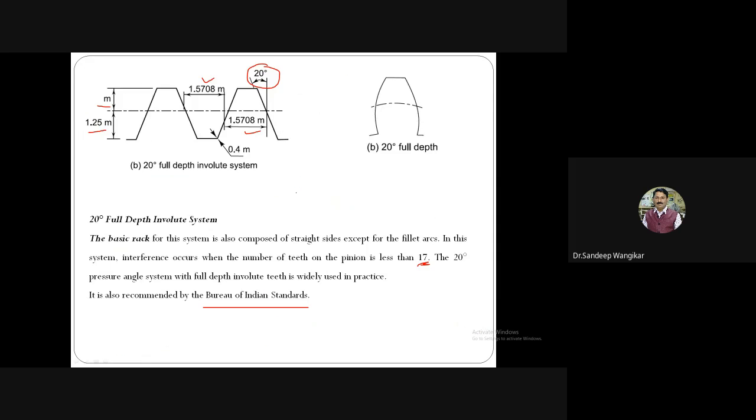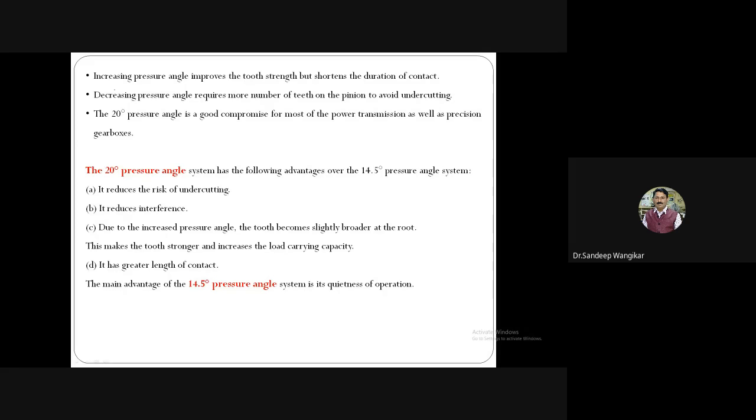now I compare for another case, the angle is 20 degree. So somewhat more inclination on this side as compared to 14.5. If I take 14.5, it will come something like this. So this is the line for 14.5 and this is the line for 20. So the teeth become broader at the base, and due to this broader teeth, definitely we can say increasing pressure angle improves the tooth strength but shortens the duration of contact.